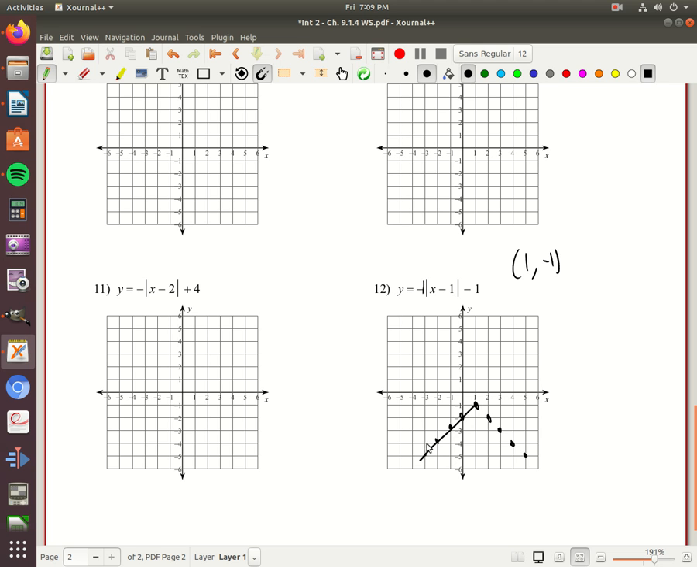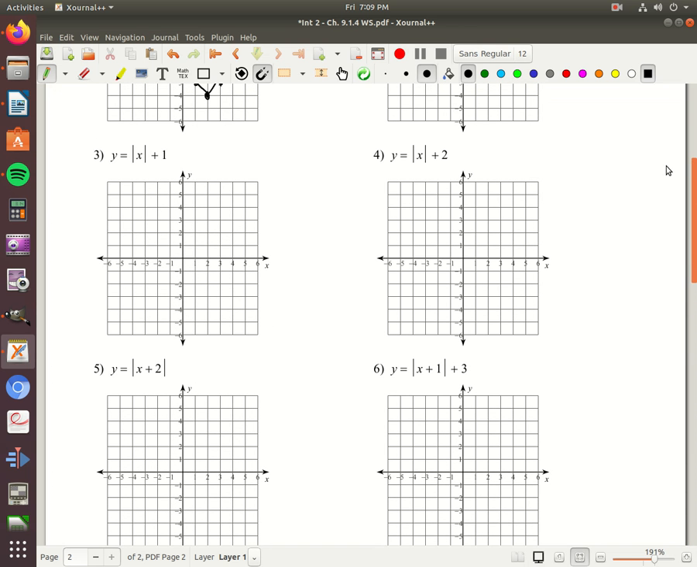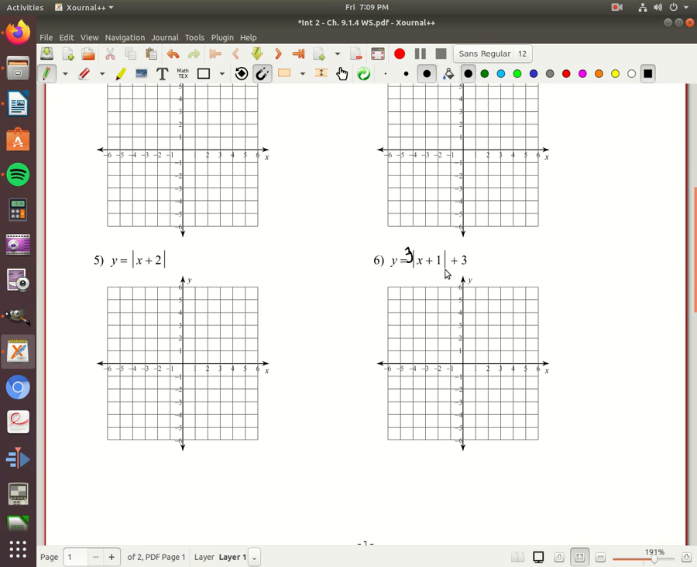This worksheet's pretty simple. They didn't ask any that were terribly difficult. I probably should show what happens if they gave us something like a 3 here. So please recognize I'm changing this problem. This isn't the one that you actually have on the worksheet, but I just want to show you what happens if the A is 3. Well, I would be at negative 1, 3 for my point, and I would go over 1 and up 3 in this case. So you can see it would be steeper and it would open up.